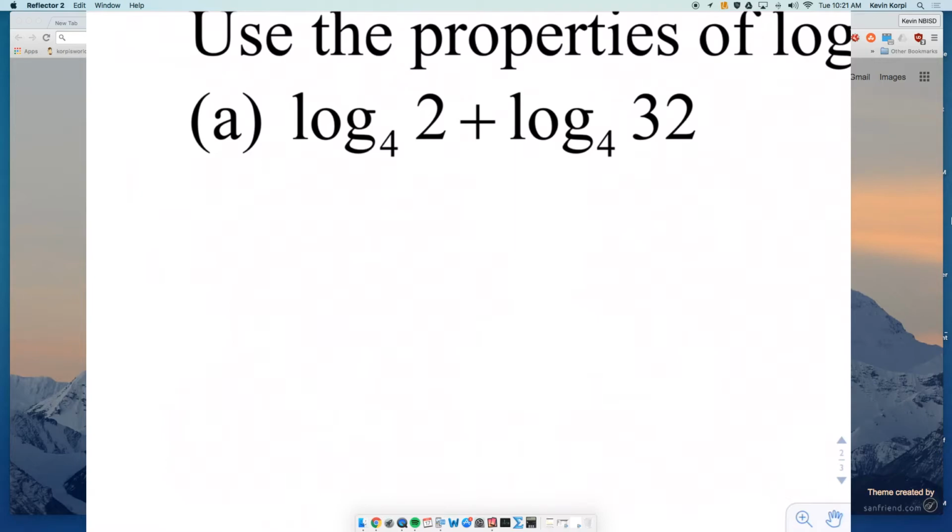All right. Log base 4 of 2 plus log base 4 of 32. Without a calculator, which that's what this one is, I expect you to be able to simplify that using the properties of logs. And there's a lot of different ways to get to the right answer. Would anyone like to share your insight to how we could evaluate that?